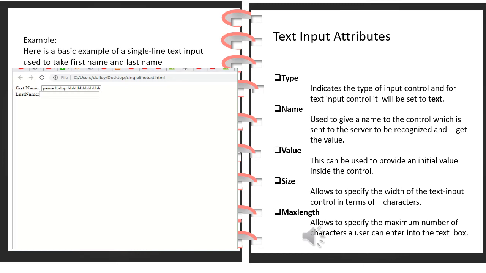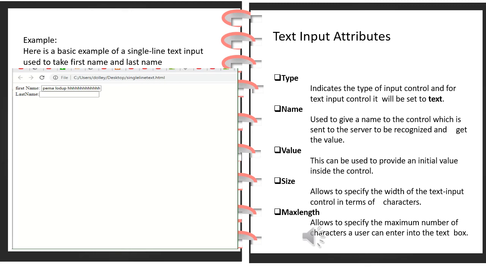So this is the basic example of a single line text input. That's all about the single line text input control element. Now I'll go into more detail about the text input attributes, such as type, name, value, size, and maximum length.